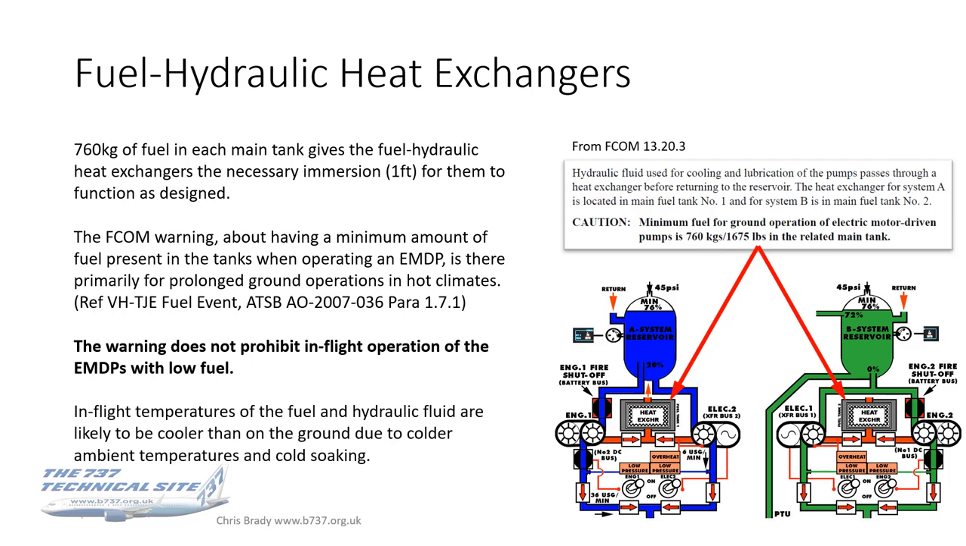The 760 kilos of fuel, I'll say it's arbitrary. It's not actually that arbitrary. What it equates to is that it gives a foot of fuel over the heat exchangers, which is what Boeing considers to be the necessary amount of immersion for them to function as designed. So that's where your 760 kilos comes from. Now, the warning about having a minimum amount of fuel is apparently there primarily for prolonged ground operations in hot climates, which was news to me.